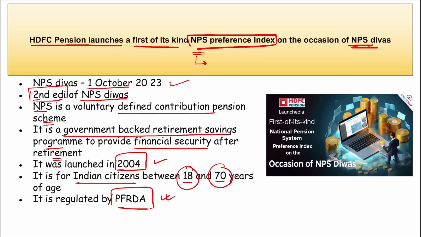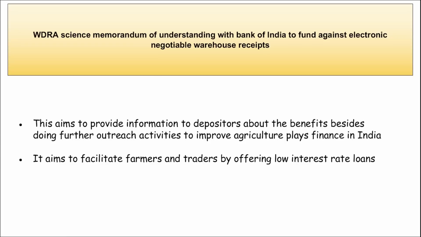index, or basically it will be a survey, is to assess consumers' views on retirement and their awareness. Also, this research has been conducted in association with IPSOS Research Private Limited, and this index is a powerful metric that talks about familiarity with NPS, appeal of NPS, consideration of NPS. Next is your WDRA. What is this WDRA? WDRA stands for Warehousing Development Regulatory Authority, and they have recently signed an MOU.